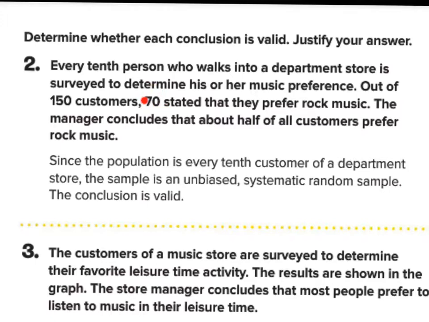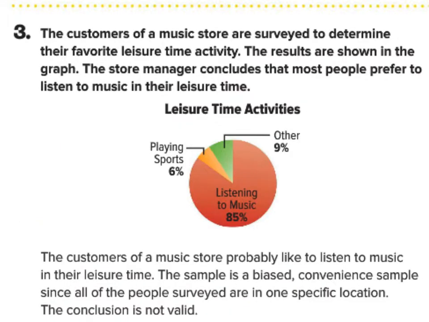About. 70, if you double 70, you get 140. That's almost 150, isn't it? So 70 is about half. 75 would be exactly half. Since the population is every 10th customer of a department store, the sample is an unbiased systematic random sample. The conclusion is valid. Example 3. Okay, and feel free to draw any of this if you want to just go ahead and practice it a little bit more on your own, or you want notes.